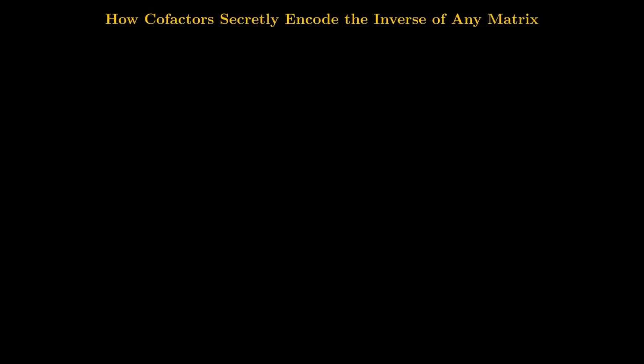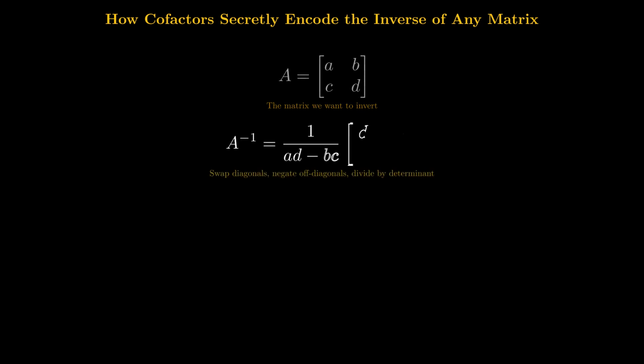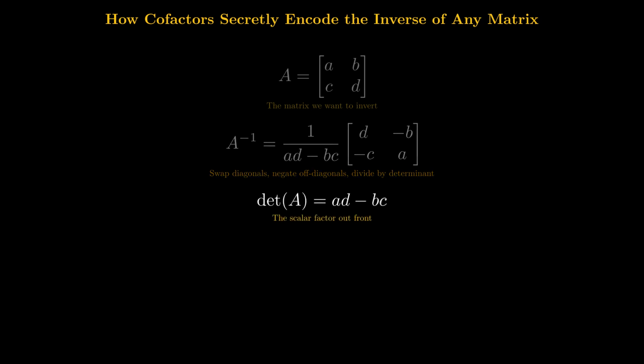The 2 by 2 inverse formula. Every linear algebra student memorizes it. For a matrix with entries A, B, C, D, the inverse equals 1 over AD minus BC times the matrix with D and negative B in the first row and negative C and A in the second row. You swap the diagonal entries, negate the off-diagonal entries, and divide by the determinant, AD minus BC.